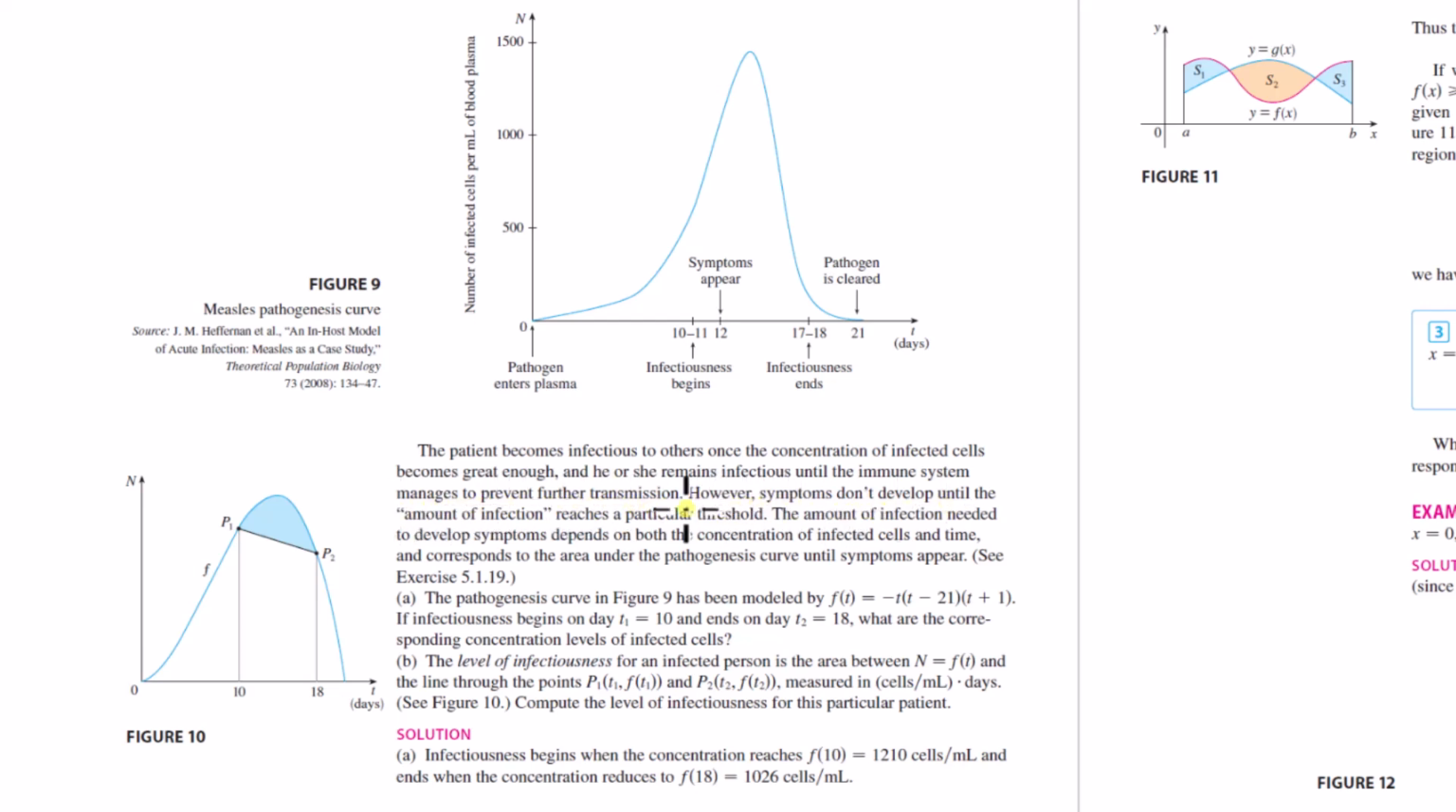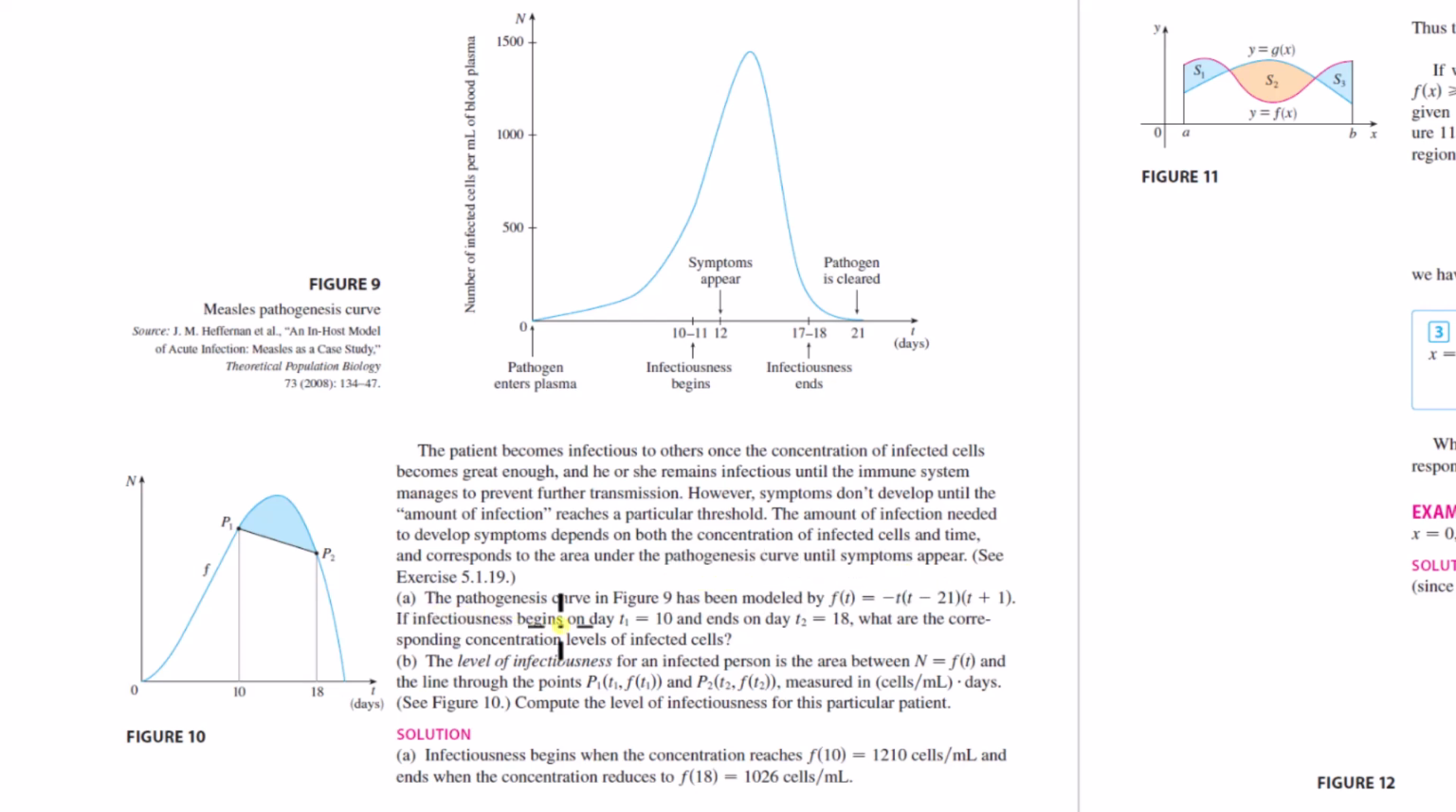However, symptoms don't develop until the amount of infection reaches a particular threshold. The amount of infection needed to develop symptoms depends on both the concentration of infected cells and time, and corresponds to the area under the pathogenesis curve until symptoms appear. Okay, so the amount of infection needed to develop symptoms depends on both the concentration of infected cells and time, and corresponds to the area under the pathogenesis curve until symptoms appear.